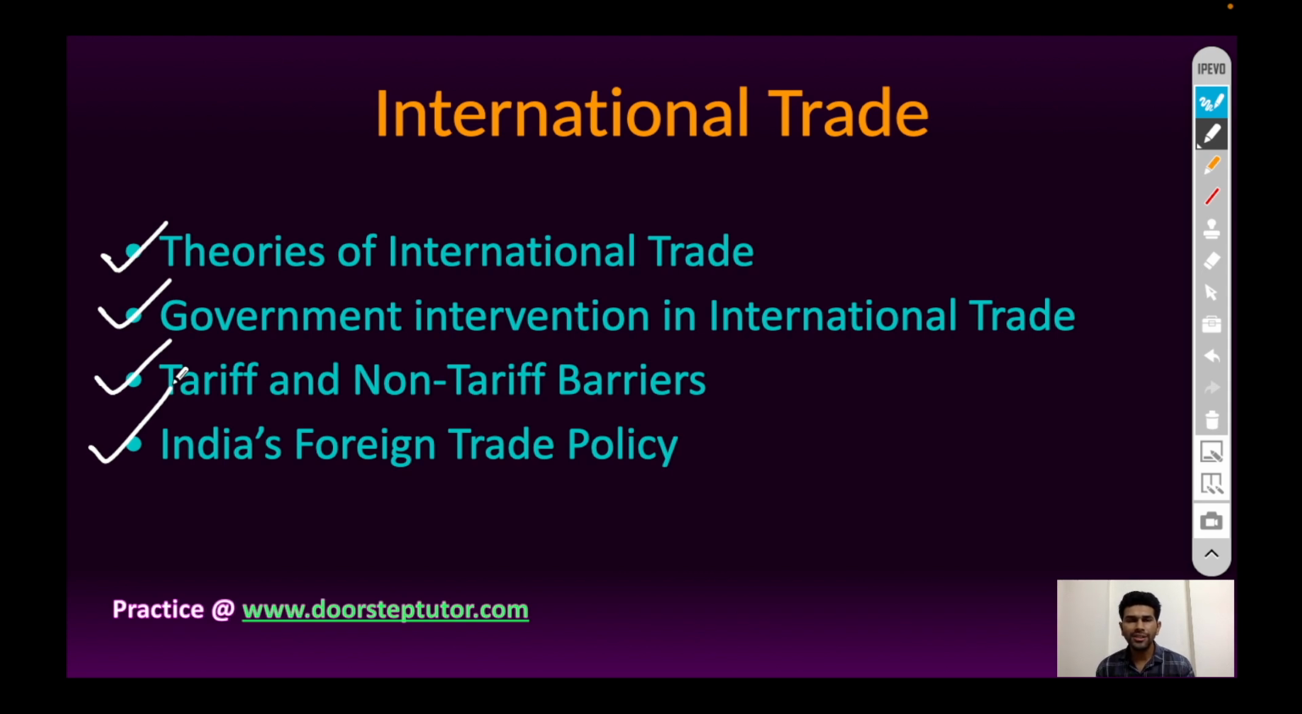So, what is international trade? It is an exchange of goods and services and resources between countries. It also involves transactions in multiple currencies.